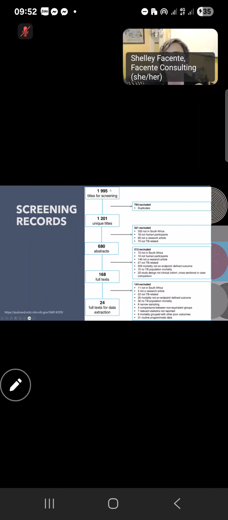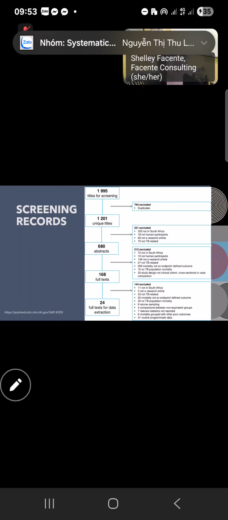So you can see they started with almost 2,000, and they ended up with only 24 they need to do data extraction. That's actually good. That's reasonable. That's not failure. That's a much more manageable number that you can actually write something useful about. Sometimes people worry that their number ends up too small at the end, but this is a perfectly reasonable number.